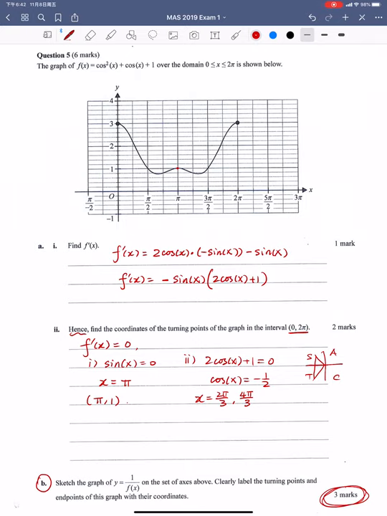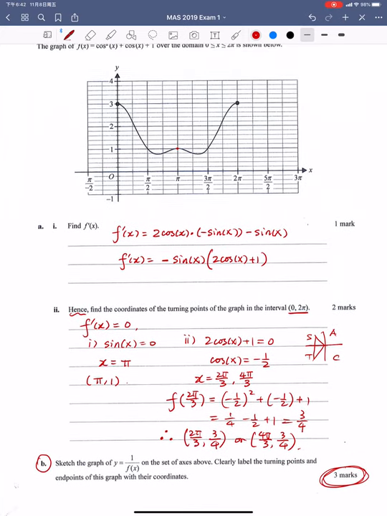Now, instead of subbing the x value back into f of x, I have the value of cos x, so I'm treating cos of x as a whole thing. So my f of 2 pi on 3 will just be minus half squared plus minus half plus 1, which is 1 on 4 minus half plus 1, giving us 3 on 4. Therefore, the turning points have coordinates (2 pi on 3, 3 on 4) or (4 pi on 3, 3 on 4). Now I need to sketch the graph of y equals 1 on f of x.